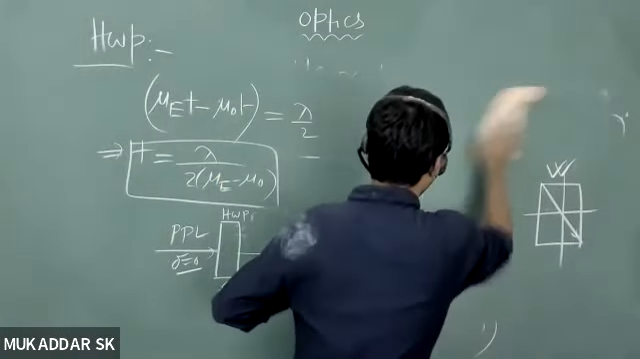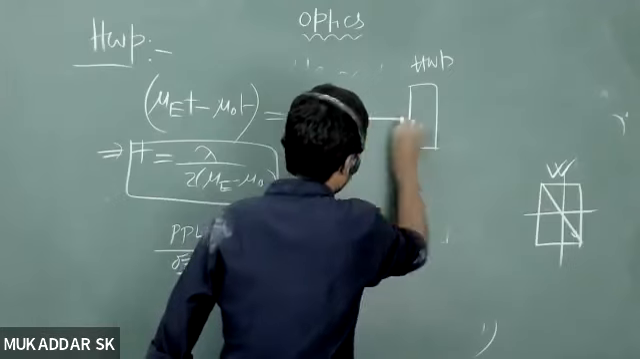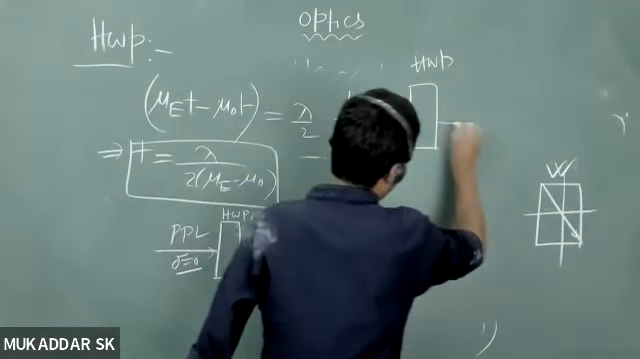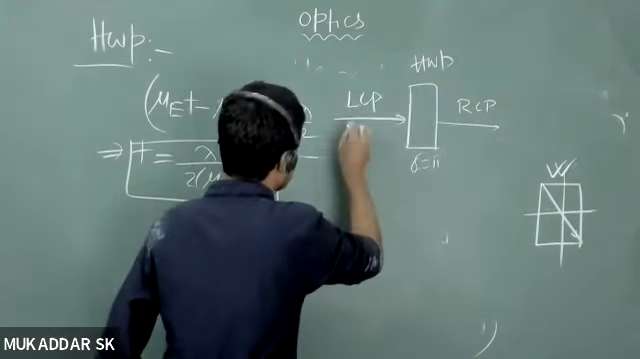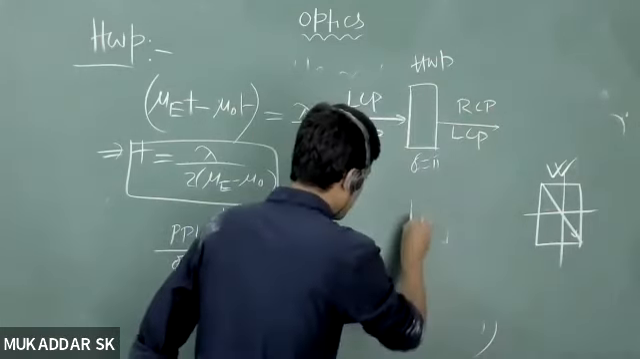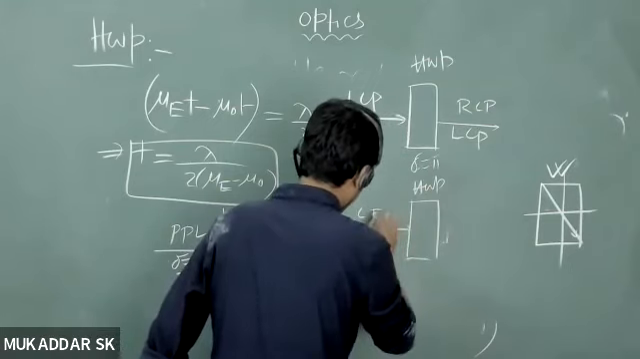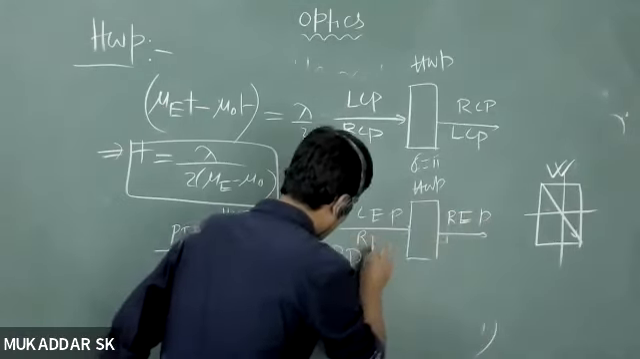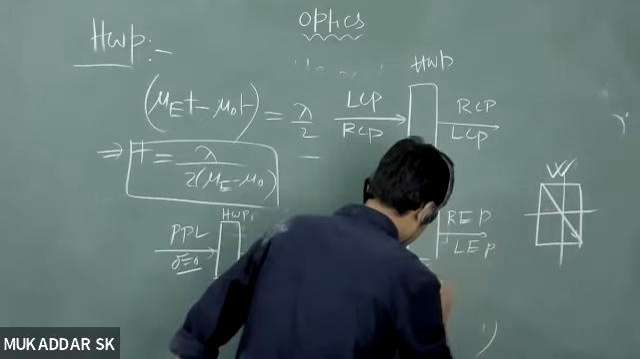Now there are two more cases. Suppose you have a half wave plate, and you incident left circularly polarized light. What will you get at the output? It will be right circularly polarized light. If you incident right circularly polarized light on the half wave plate, you will get left circularly polarized light. If you incident left elliptically polarized light, you will get right elliptically polarized light. If you incident right elliptically polarized light, you will get left elliptically polarized light. So it introduces a phase difference of π.